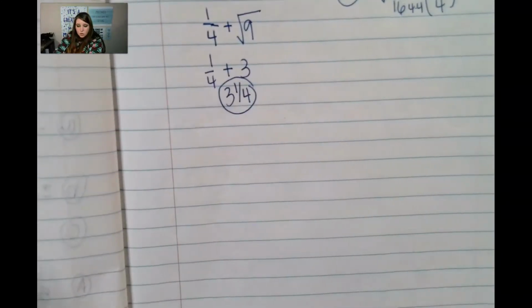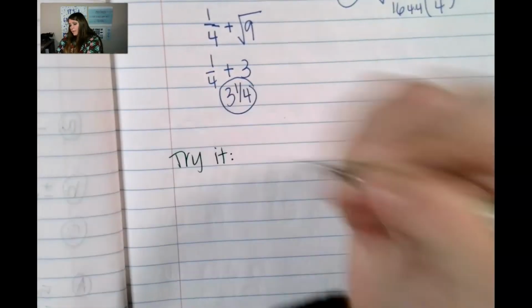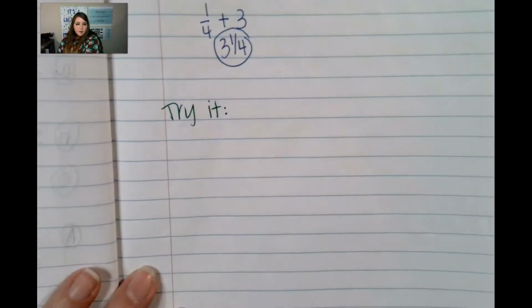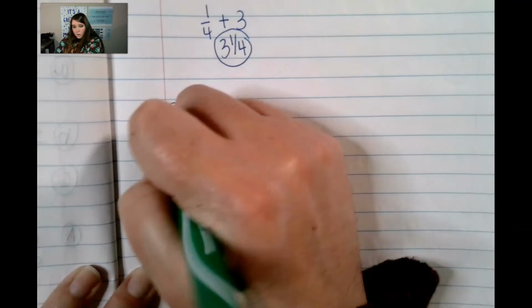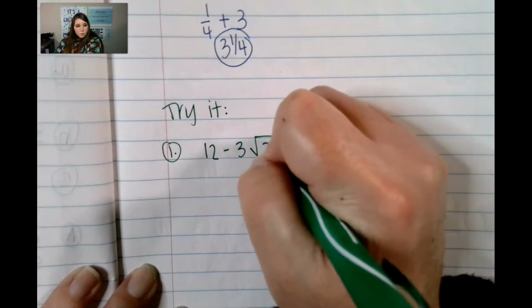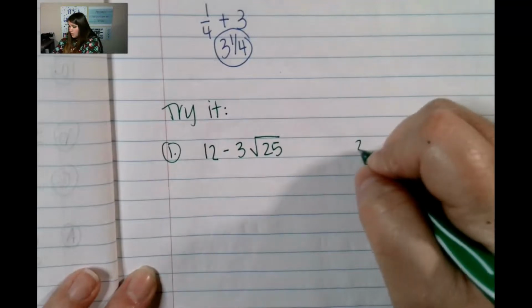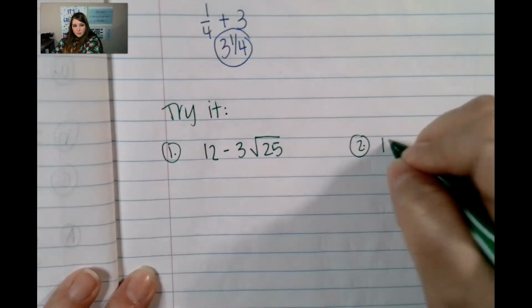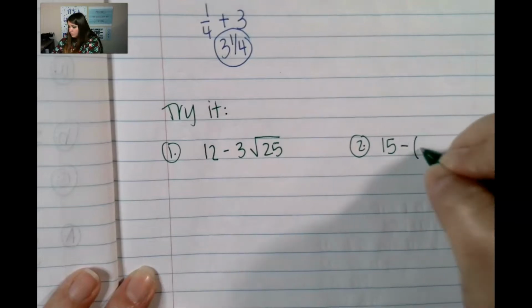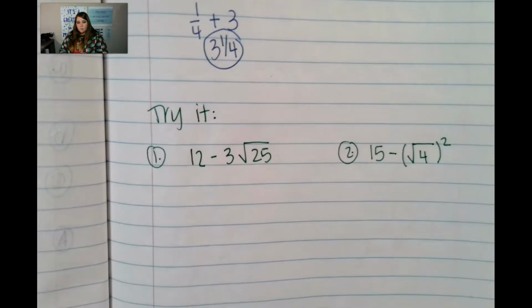Okay, let's do a try it so that you can do some evaluating. Try it number 1, I would like for you to do 12 minus 3 times the square root of 25. And then try it number 2 is 15 minus the square root of 4 squared. Okay, go ahead and solve these problems. Hit pause so you don't hear me talking.